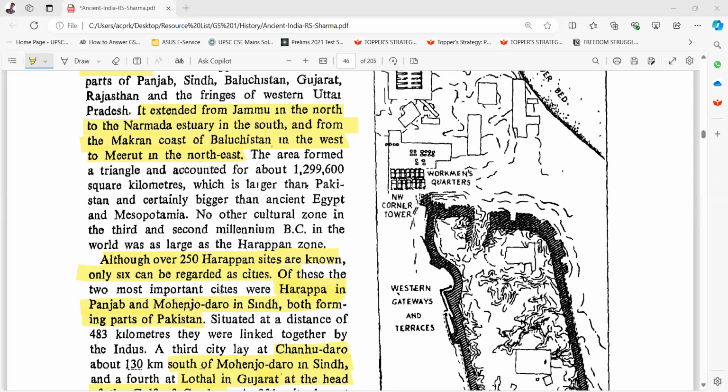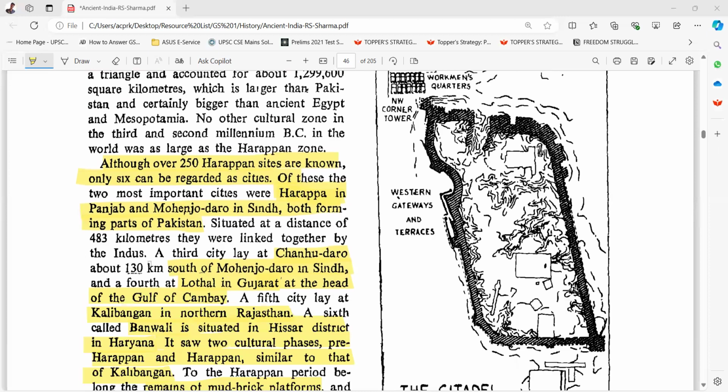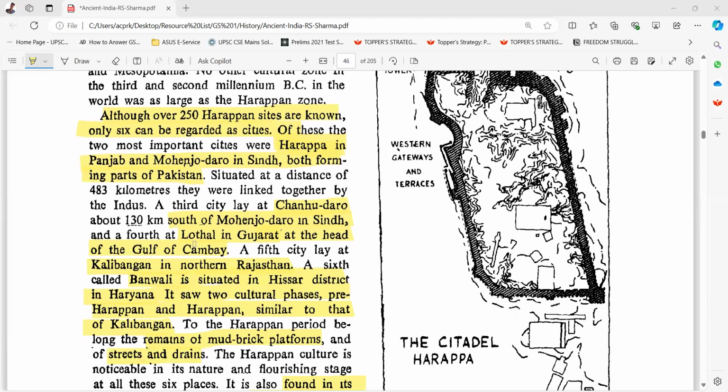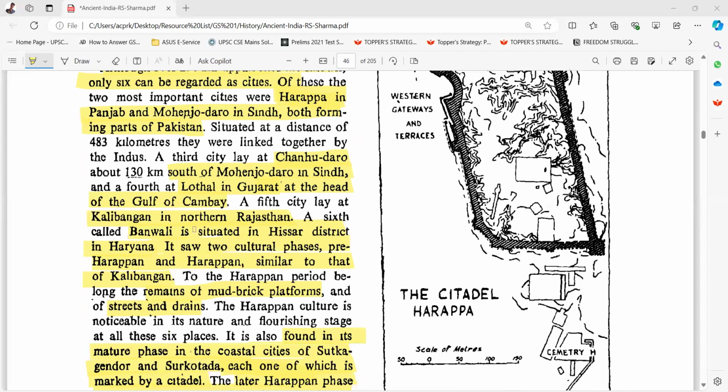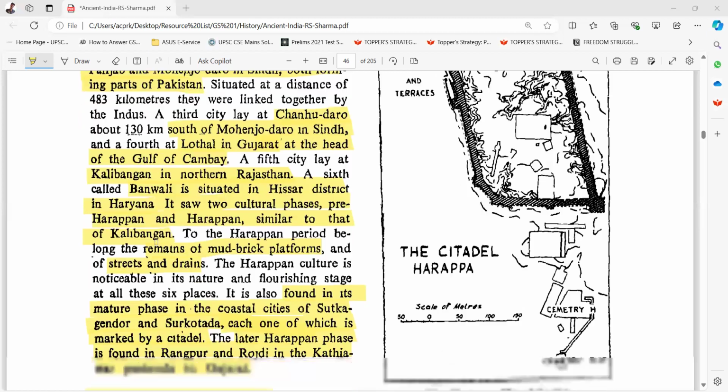Of these, two most important cities were Harappa in Punjab and Mohenjo-daro in Sindh, both forming parts of Pakistan. Situated at a distance of 483 kilometers, they were linked together by the Indus. A third city lay at Chanhudaro, about 130 kilometers south of Mohenjo-daro in Sindh, and a fourth at Lothal in Gujarat at the head of the Gulf of Cambay. A fifth city lay at Kalibangan in northern Rajasthan. A sixth, called Banawali, is situated in the Hisar district of Haryana.